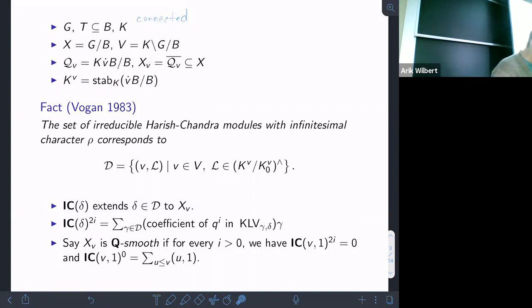So a basic fact from David Vogan in 1983 is that the set of irreducible Harish-Chandra modules with infinitesimal character rho corresponds to irreducible K-equivariant local systems on K-orbits of the flag variety. So, how do you get from a pair, a K-orbit and an irreducible representation of the component group of the stabilizer, to a local system?